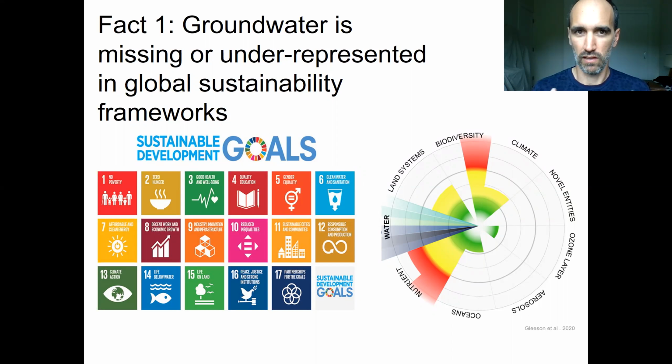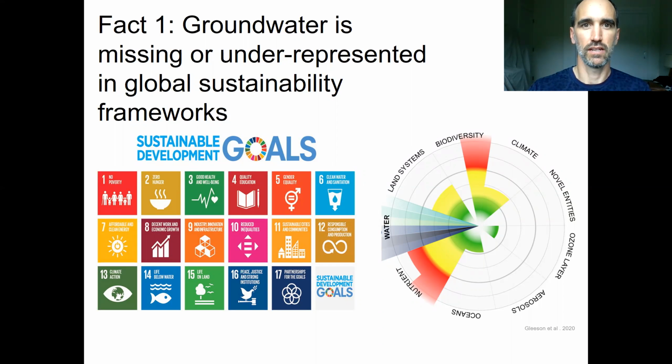Also, groundwater is largely ignored by the planetary boundary framework, the image on the right-hand side, which is a biophysical system sustainability framework. And water is incorporated, but only stream flow, and groundwater is really not represented.